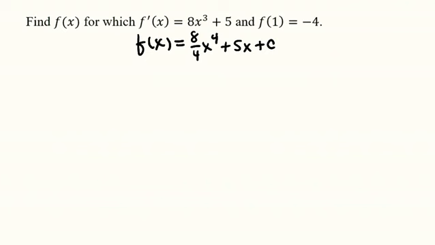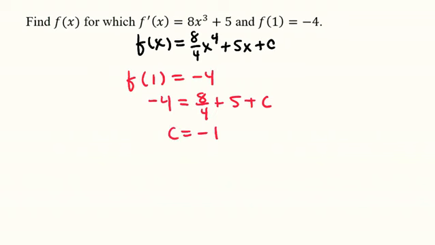Yeah, okay, so I'm going to use the fact that f of 1 equals negative 4, so that's negative 4 equals 8/4 of 1, or 2, plus 5 plus c. And so I've got 2 and 5 is 7, plus c is negative 4. That means c is going to be negative 11. And I can say that f of x is equal to 2x to the 4th plus 5x minus 11.